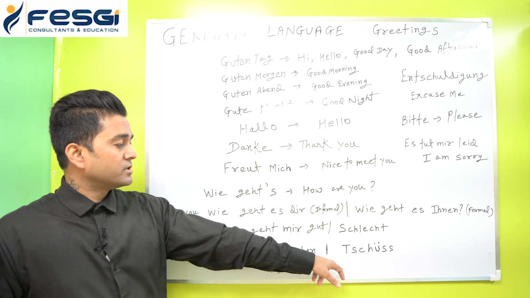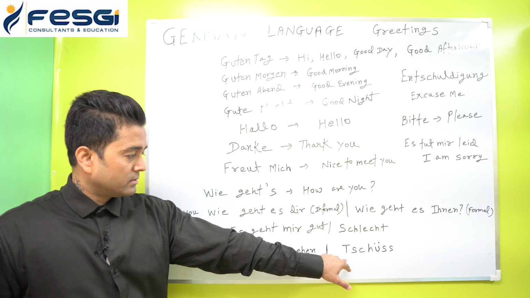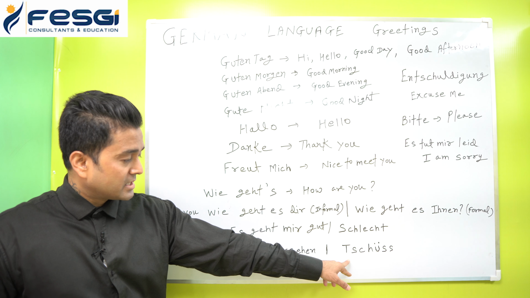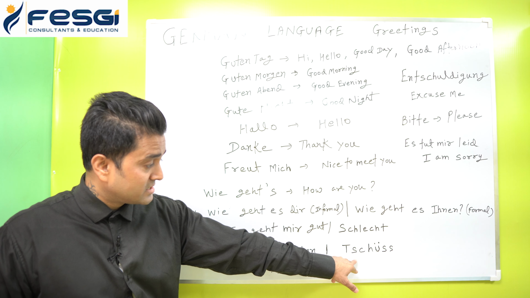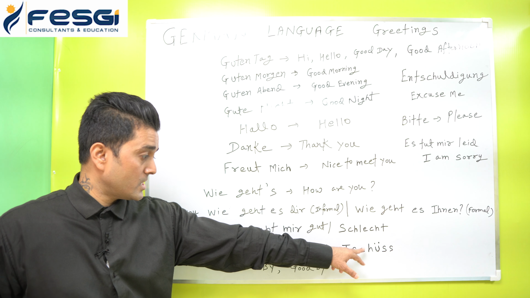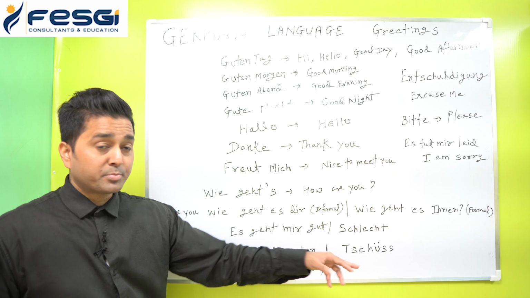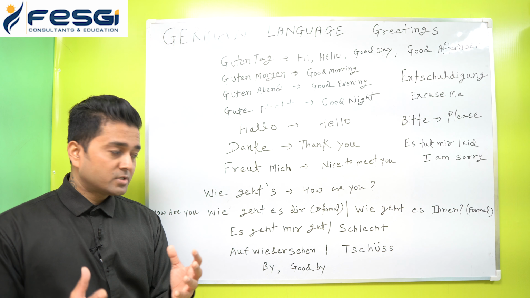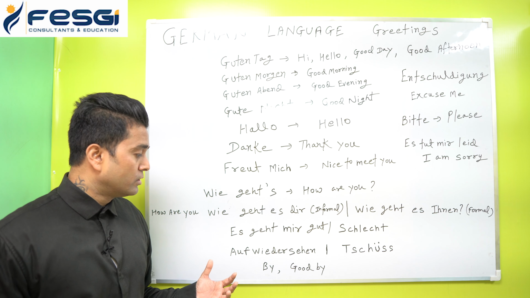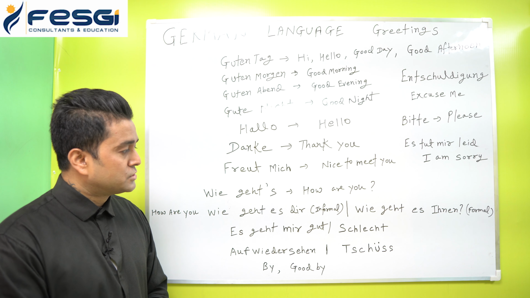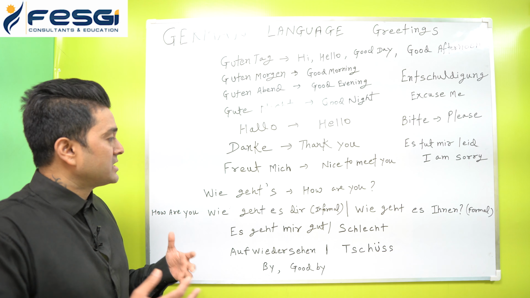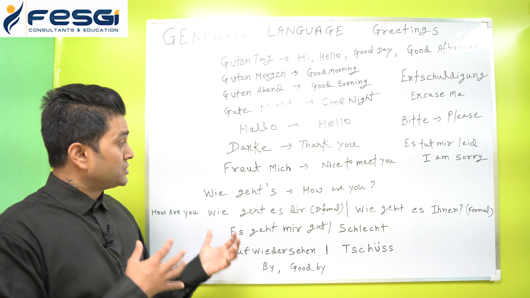Again, you can also use an informal one, like choose. The way we write it is something different: TSCHUSS. The pronunciation is very simple. Choose. That means also bye, goodbye. So that's how you can express your feeling according to the situation.